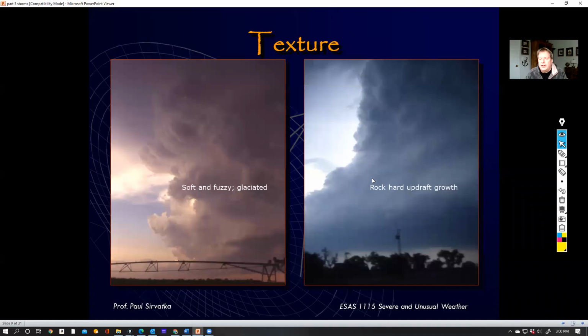So here's a very strong rock hard tower. You can see the undulations here. But over here, do you see how much softer this tower looks? This is a much weaker thunderstorm. We were chasing this storm and we thought it was going to be great, and it ended up being a real disappointment. This is a nice solid rock hard tower. So rock hard usually means it's a stronger thunderstorm.